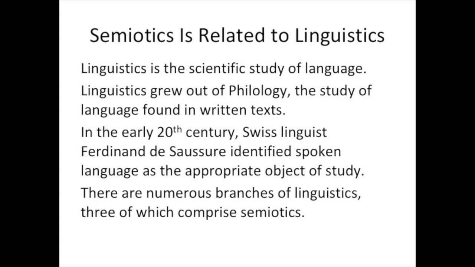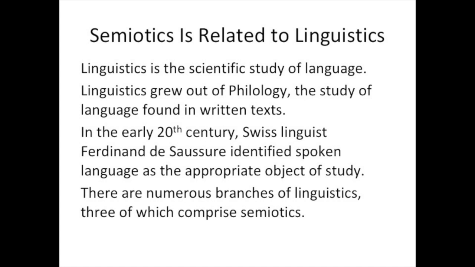So semiotics is related to linguistics, and linguistics is the scientific study of language. Before there was linguistics, there was something called philology, and philology was the study of languages as it appeared in written texts, in books. But it turns out that's not the natural way languages are. That is a radically artificial representation of language.